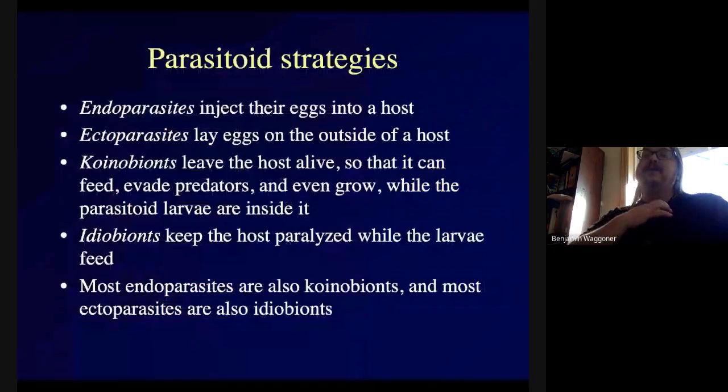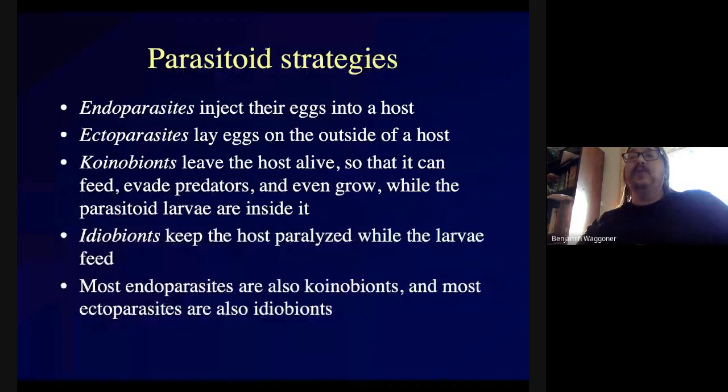And we can talk about different strategies that parasitoid insects will use. Endoparasites directly inject their eggs into a host, and ectoparasites will lay their eggs on the outside. That much we know, but there's two more terms. A koinobiont. Koino means in common. I don't know how many of you are biblical scholars, but koine is the name for the dialect of Greek that they wrote the New Testament in, and it means the common speech. It means living in common.